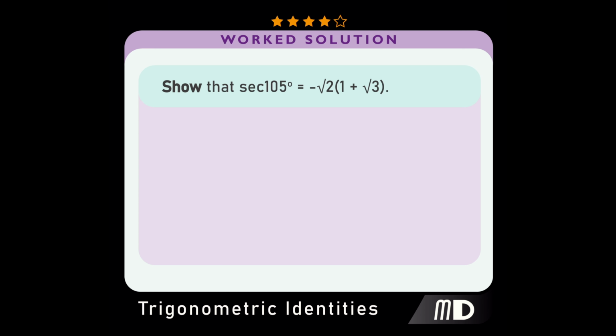So, if the cosine of 105 is 1 minus the square root of 3 divided by 2 multiplied by the square root of 2, then the reciprocal of the cosine of 105 is the reverse, which is 2 multiplied by the square root of 2 divided by 1 minus the square root of 3.